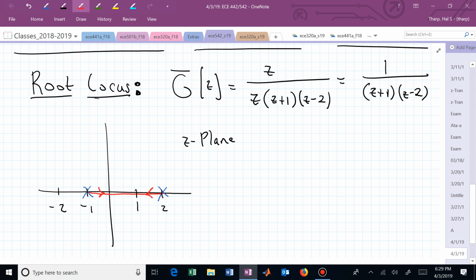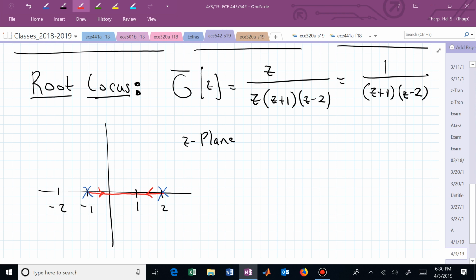We have a distance of 3 separating those two poles. So they're going to break away halfway between that. So we're going to break away 1.5 to the left of 2 and 1.5 to the right of -1. Is that clear? So we're going to break away at 1/2. Question?